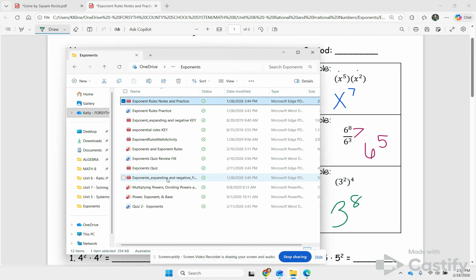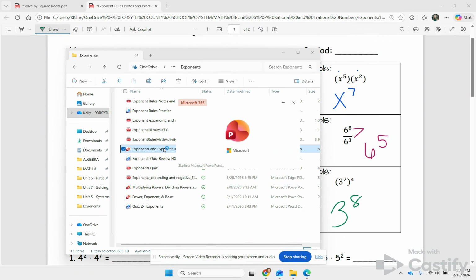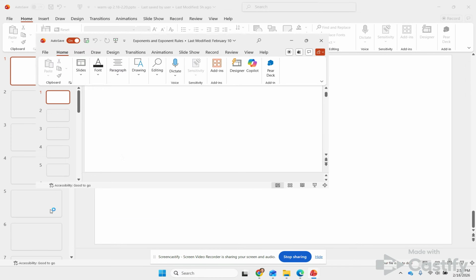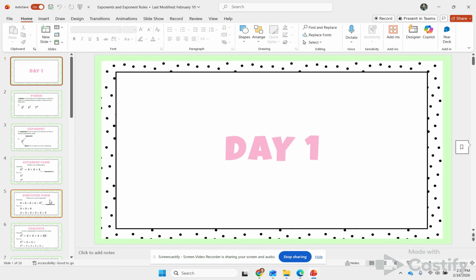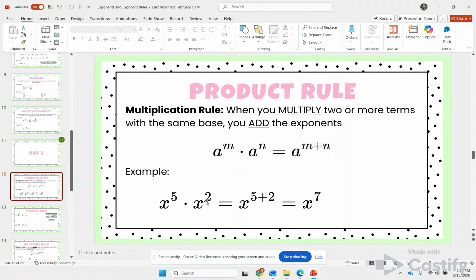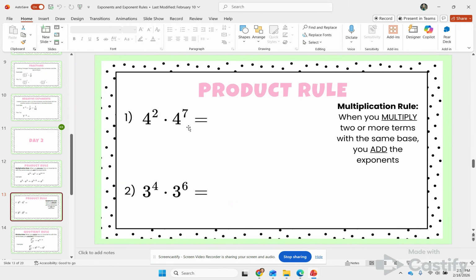The other thing I wanted to show you guys today is some of the notes from yesterday, the PowerPoint that we didn't get to. So this kind of explains when you multiply two or more, you add the exponents again. So here's an example. 4 squared times 4 to the 7th power. Okay, so same base. So we're going to keep the base of 4, and then we're going to add the exponents. So it should be 4 to the 9th power.